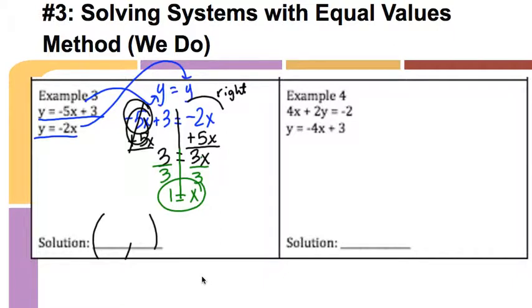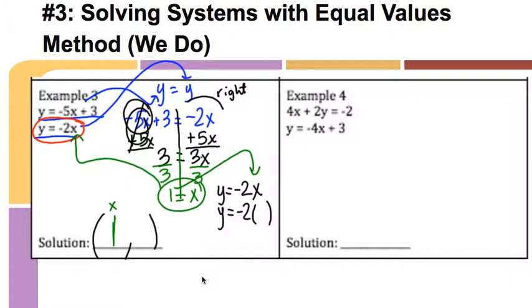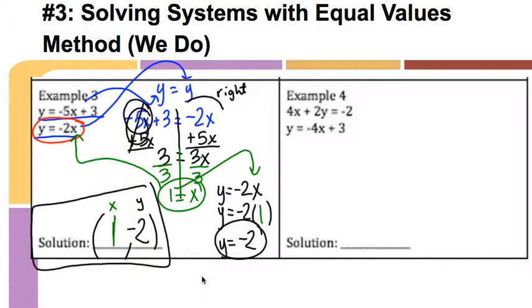Again, I've got half of my answer, so x is 1. Now that I know what x equals, I can plug it into either equation. I like this one, so I'm going to plug in 1 for that x, substitute in 1 for that x. So y equals negative 2x. I'm going to put this 1 instead of the x, so I'm going to write y equals negative 2 multiplied by 1. So y is equal to negative 2. And that was my y value. So my solution is 1 comma negative 2.